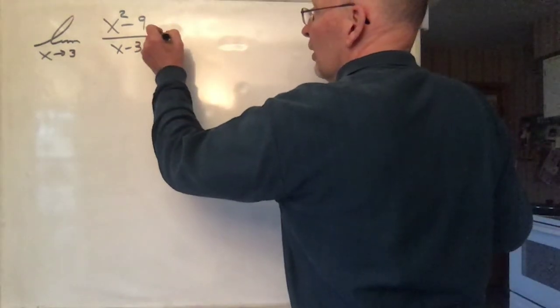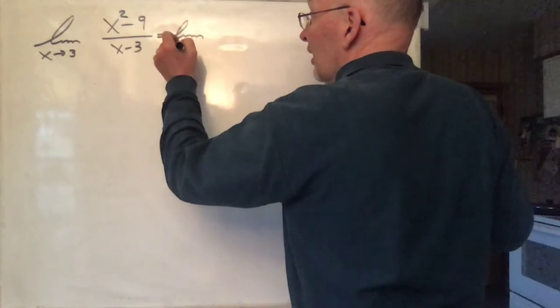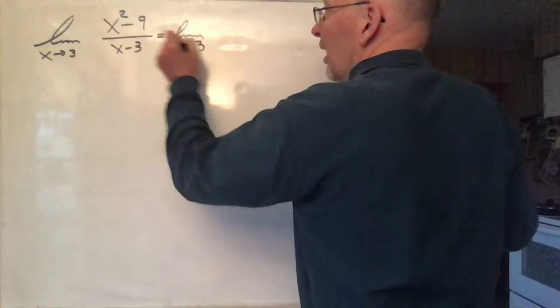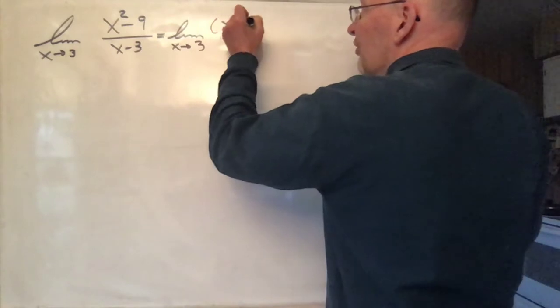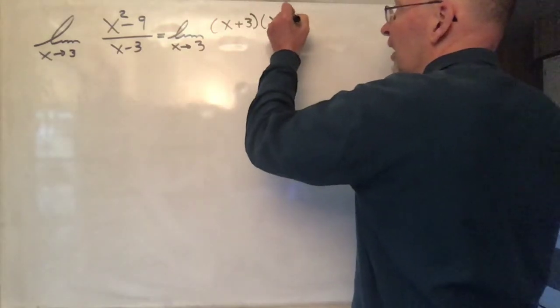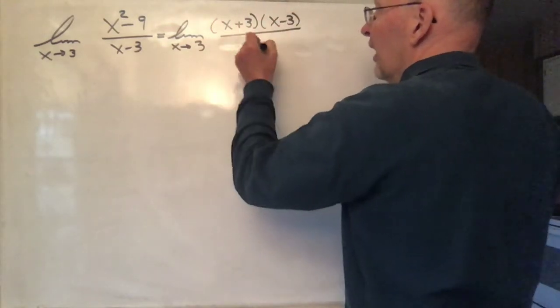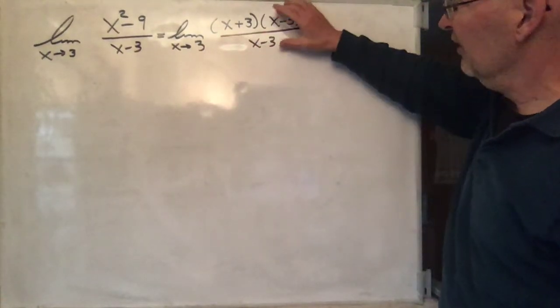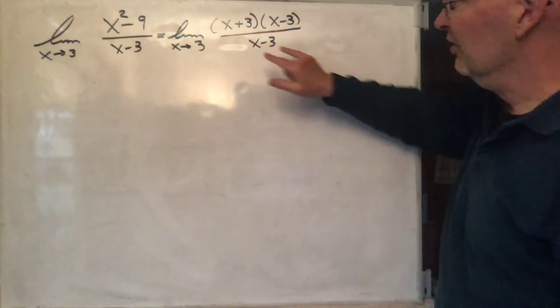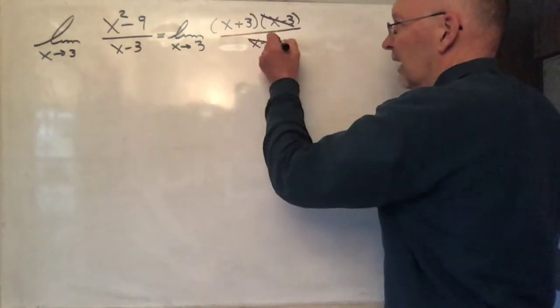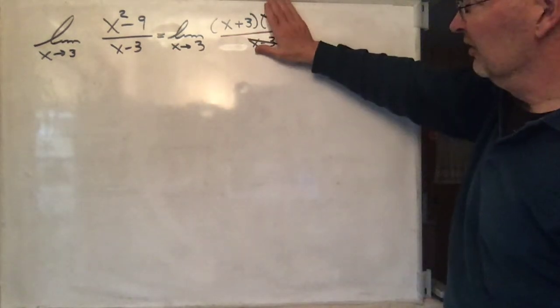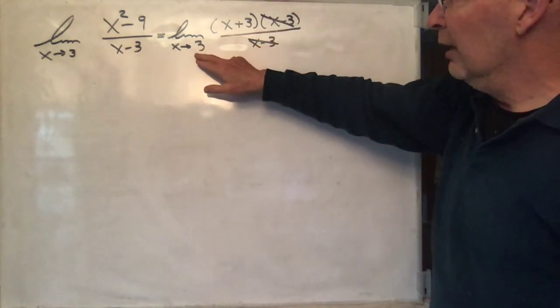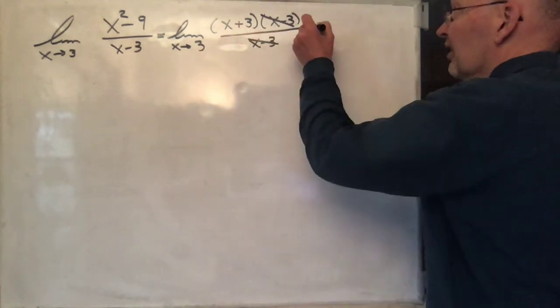And so what we did was we said, okay, let's take the limit and we'll break this up into x plus 3 times x minus 3 divided by x minus 3. And then as x gets closer and closer to 3, this number will always be the same as this. So they will divide out for anything other than 3. This just divides out to 1. And so now as x approaches 3, this approaches 6.